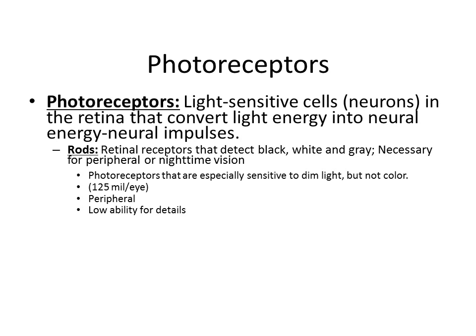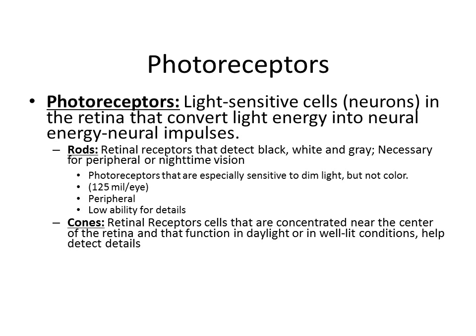There's 125 million in an eye. They help with our peripheral vision, and they don't really help us understand details of things. Okay, and we're going to go over some scenarios of this in class.